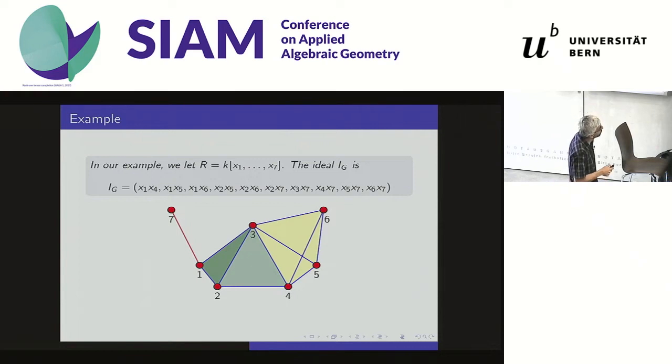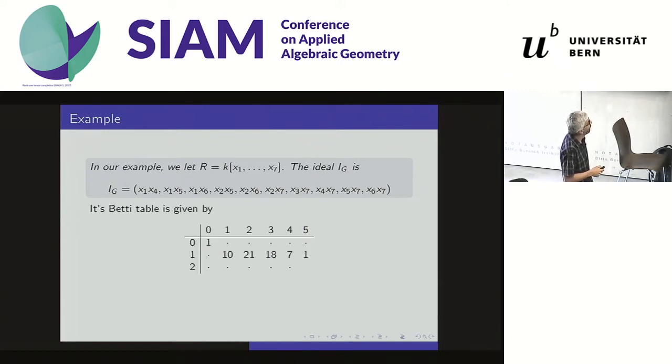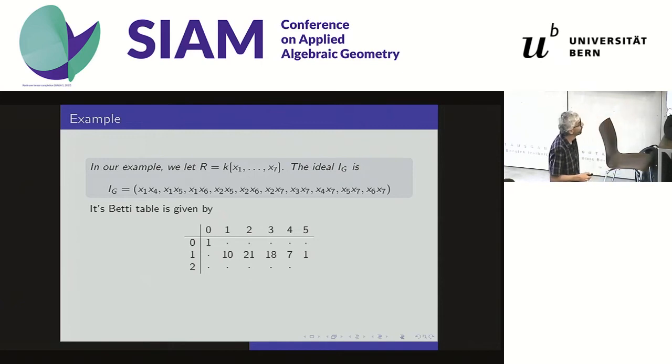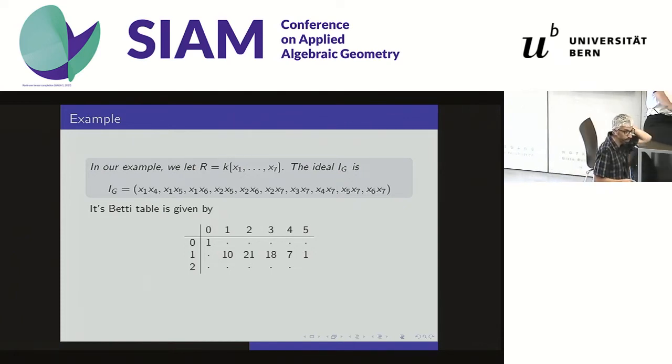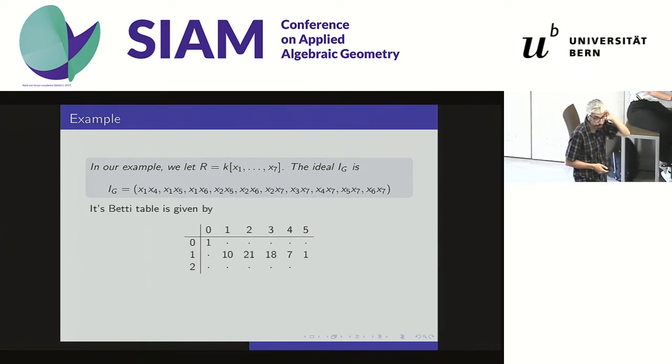So let's look at our example. What's the ideal I_G? You just look at pairs of vertices that are not adjacent and write them down. This is your non-edge ideal. And if you, again, put this into Macaulay and ask what's the Betti table, the answer that you get is that the Betti table is this one, and in particular that it has only 2 non-zero rows. So for this particular example of a chordal graph, X_G is a 2-regular variety.